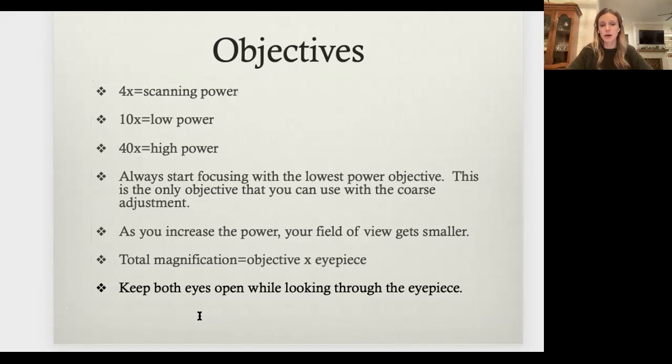Okay, so it says keep both eyes open while looking through the microscope. This is kind of like how you do it with binoculars. You don't want to close one eye because then your frame's going to be a little bit off. You want to keep both eyes open. I promise it won't be weird. It will, but everything will look normal. Okay, you'll see that when you get into the lab.